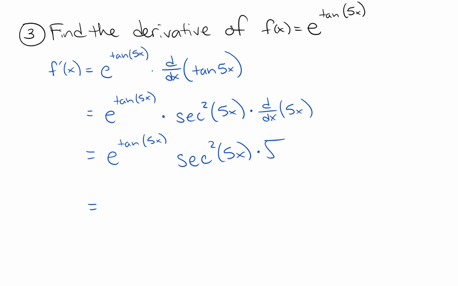So rewriting this, I'm going to say it's 5 secant squared of 5x, and it's very important to put the parentheses around that 5x there. Otherwise, this e might look like it's inside of that secant squared. And there we go.